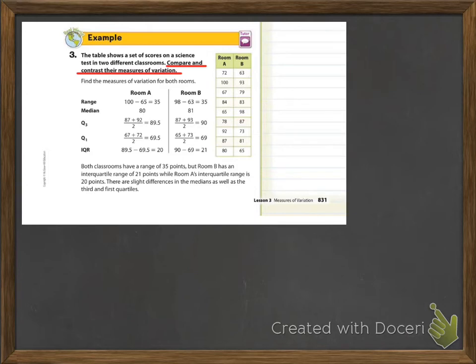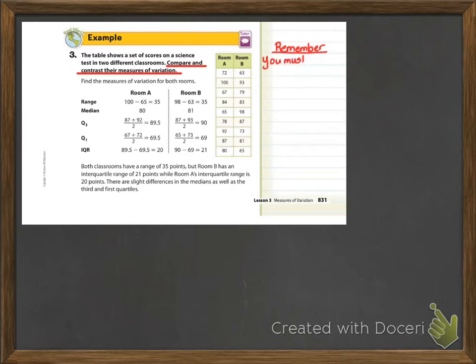Now, you've done a lot of comparing and contrasting in other classes, not a whole lot in math, but we have been comparing a lot of things lately. So when you're comparing and you're contrasting, you're basically going to find things that are similar and find things that are different, and then we have to talk about them. We have to write them in complete sentences.